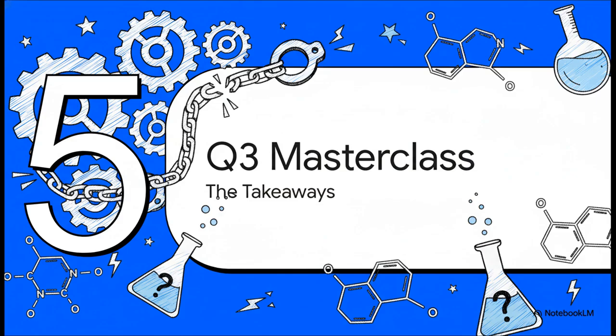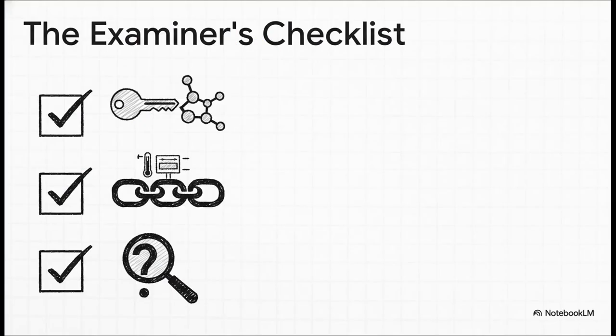Okay, let's pull all this together. That was our little masterclass on question 3. So what did we actually learn about how to crack this exam code? Here's your checklist. You've got to use those exact keywords like hydrogen or boiling point. Remember that sometimes there's a range of correct answers, not just one number. For the big 6 markers, tell a logical story. And finally, be smart enough to know what we don't know. Understand the limits of the evidence.